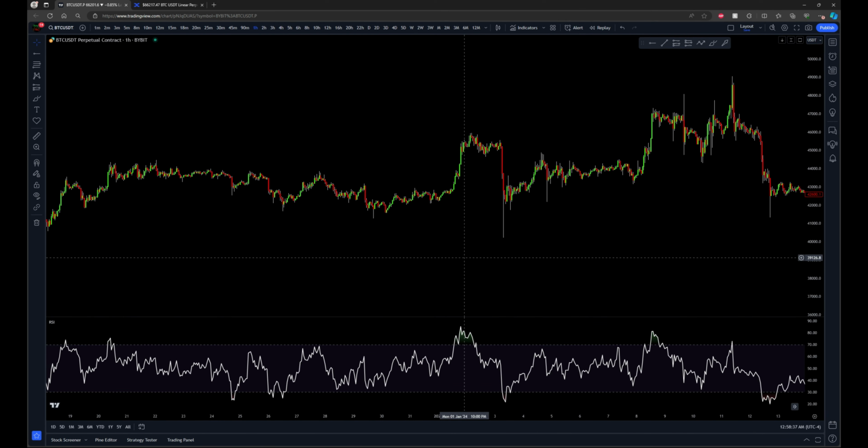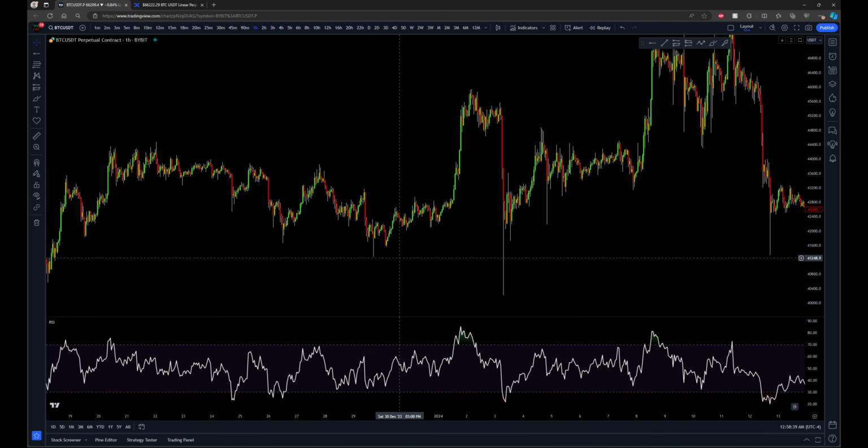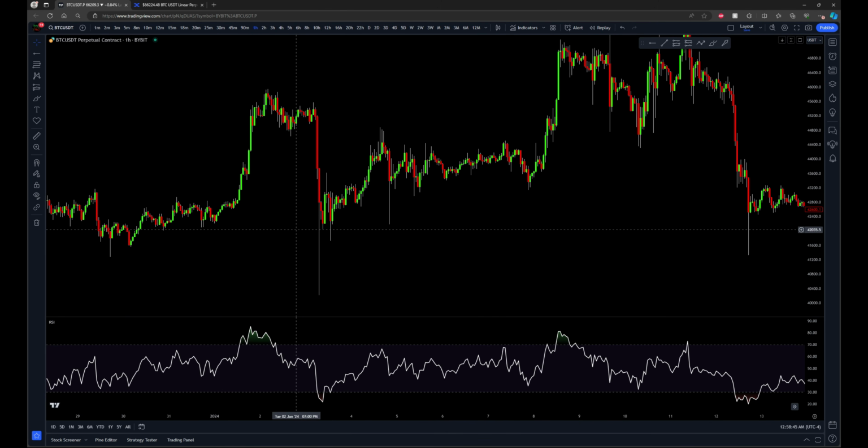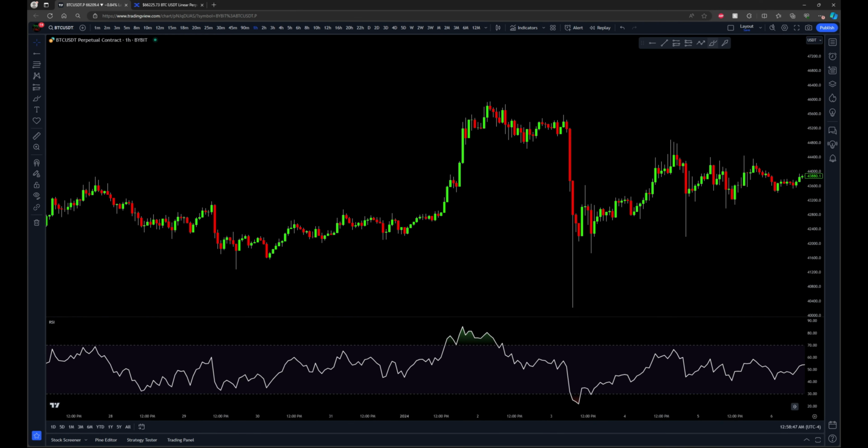So if you're already in a position, let's say that you're a buyer on a pullback, and then we start seeing momentum come to the upside, don't get scared and exit the position too early as soon as we get into this territory here. At least wait a little bit until we start seeing things slow down.